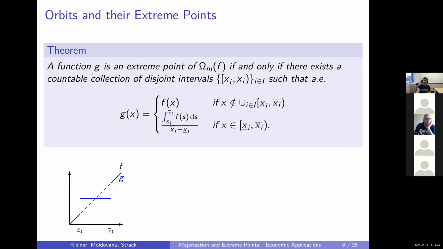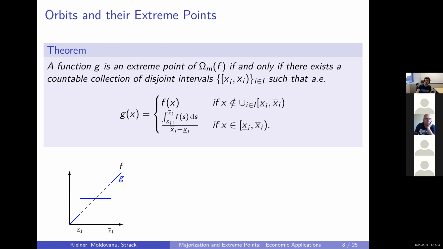So the first result is that the function G is an extreme point of the orbit of F if and only if there's a countable collection of intervals, such that outside of these intervals, the two functions G and F coincide. And on each of the intervals, the function G is constant, and its function value equals the average value of F on this interval.